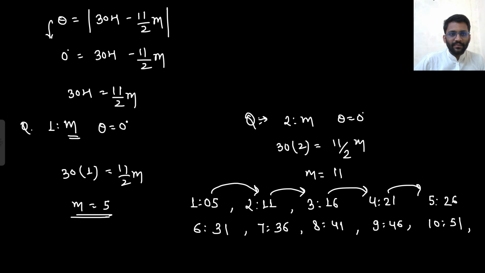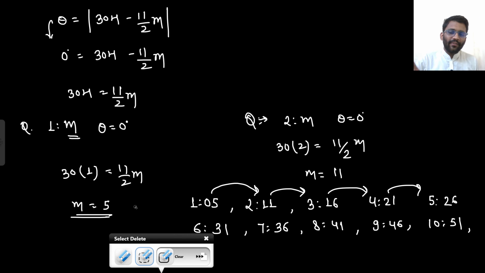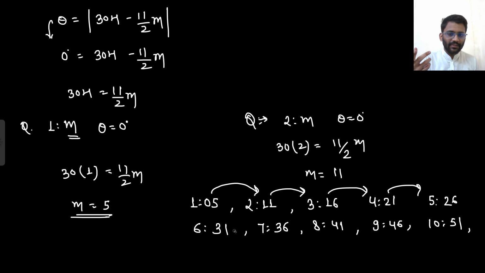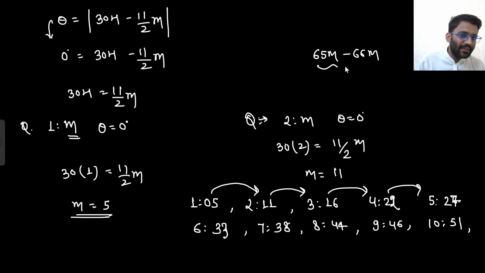I need to recheck. Yes, here you nearly add 2 minutes, here you need to add 5 or 6 minutes. Like from 1:05 we are coming to 2:11, so an 11 minute gap should be here. So it should be 22. Here it should be 33. Here it should be 44. Like that. This is what I am saying. So nearly 65 to 66 minutes. So after every 65 to 66 minutes, the minute hand and hour hand coincide.